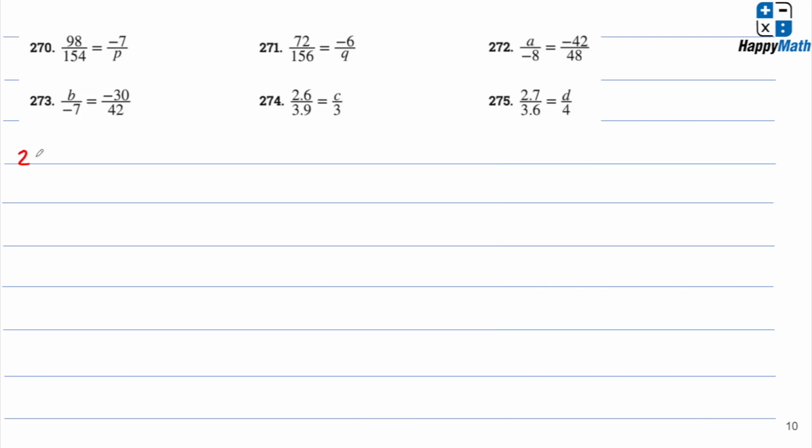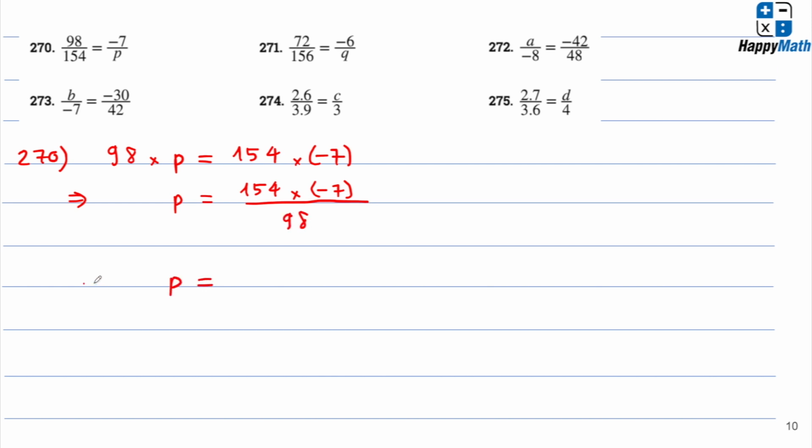And 270, 98 will be multiplied by p, and 154 will multiply by negative 7. Negative 7 is a negative number, so I have to put it inside the bracket to separate it from the positive integer. And 154 multiply negative 7, and then over 98.